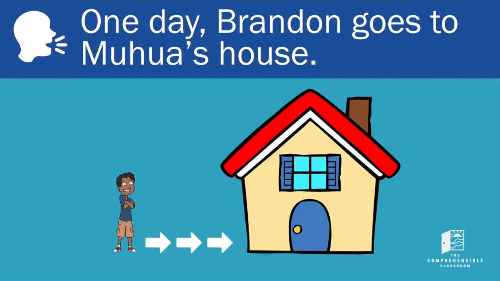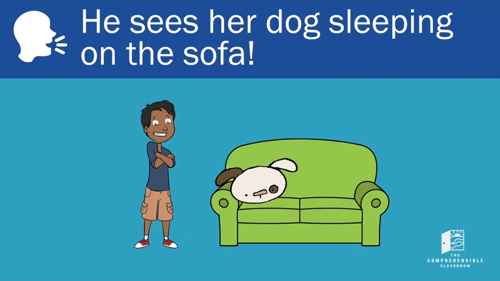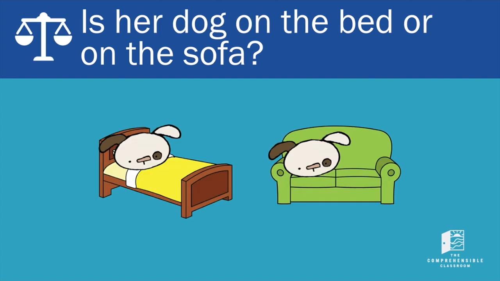No need to circle that. My students have been learning that since the first month of Spanish. He sees her dog sleeping on the sofa. Sleeping on the sofa. That might be a little bit of an advanced construction for my beginning students, even though it's a little bit into the year. So I'm going to stop and ask some circling questions. Is her dog on the bed or on the sofa?